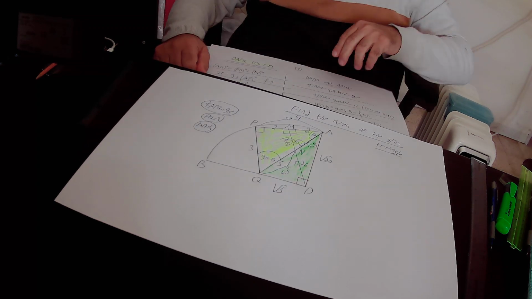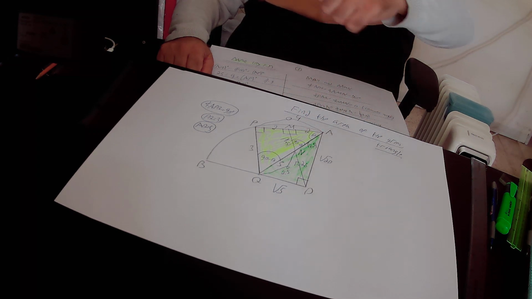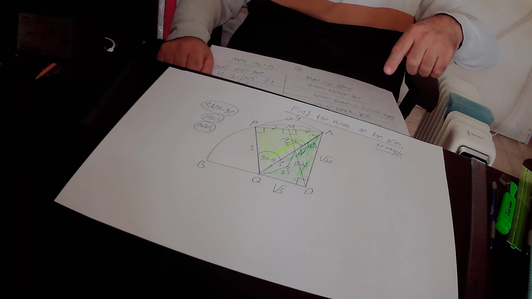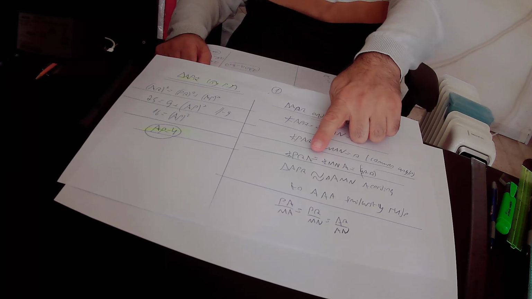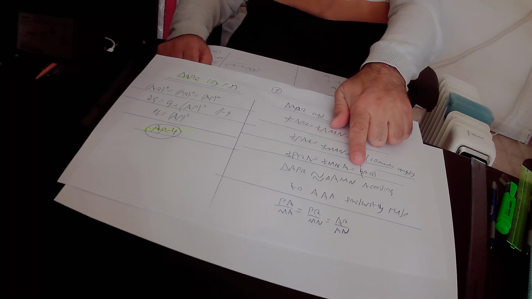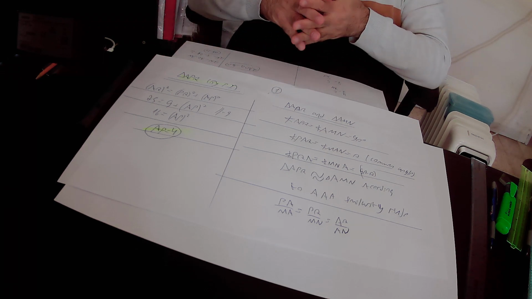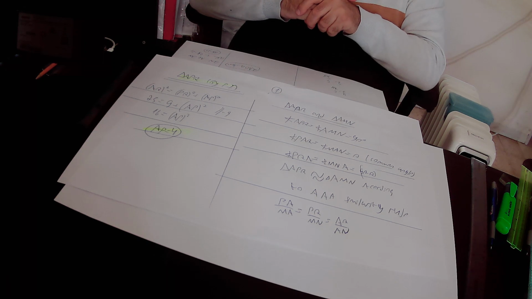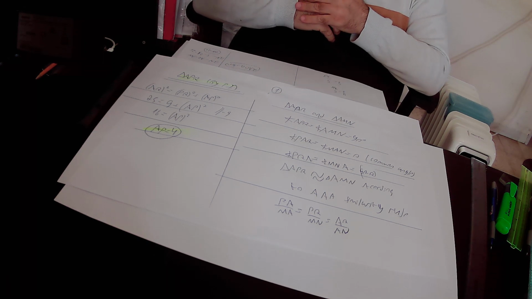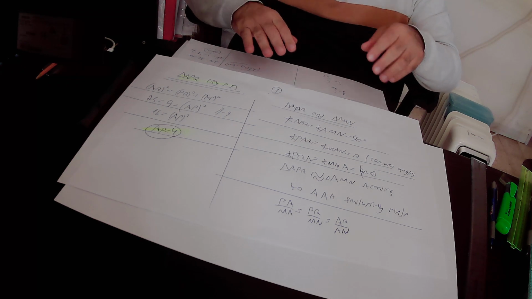So all three angles in the small right triangle are equal to all three angles in the big right triangle, therefore triangle APQ is similar to triangle AMN according to the angle similarity rule. What is the angle similarity rule? If all the angles in one triangle are equal to all the angles of the other triangle, then the two triangles are similar to each other according to the angle similarity rule.